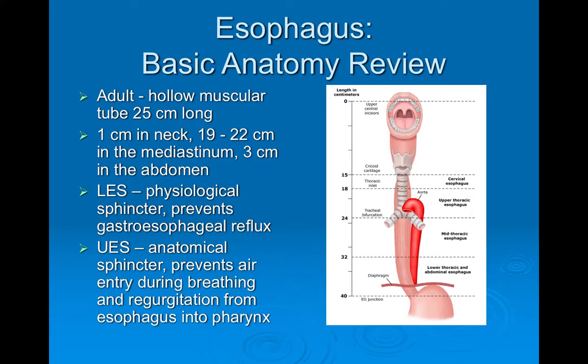Okay, so some basic anatomy. These numbers in this, I feel like I might have accidentally deleted some numbers, because it's not 1 centimeter in the neck, it's about 5. So I must have deleted some of my other numbers. But for the most part, the esophagus has a couple of important points. There's a cervical portion, a thoracic portion, then an intra-abdominal portion. And that is important because it determines how you want to operate on the esophagus.